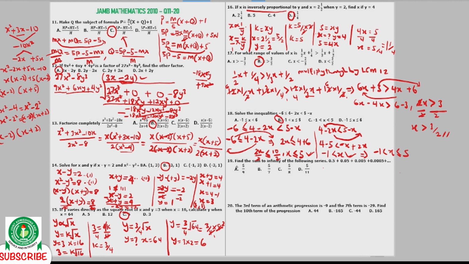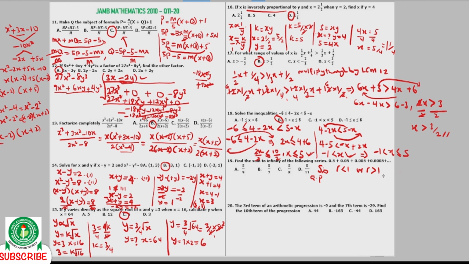So the next question says find the sum to infinity of the following series. Now sum to infinity has to do with GP, geometric progression, and that is an exponential sequence. The sum to infinity has two formulas depending on whether r is less than 1, or when r is greater than 1. So to find the sum to infinity of a GP series, we need to know whether our r is less than 1 or r is greater than 1.